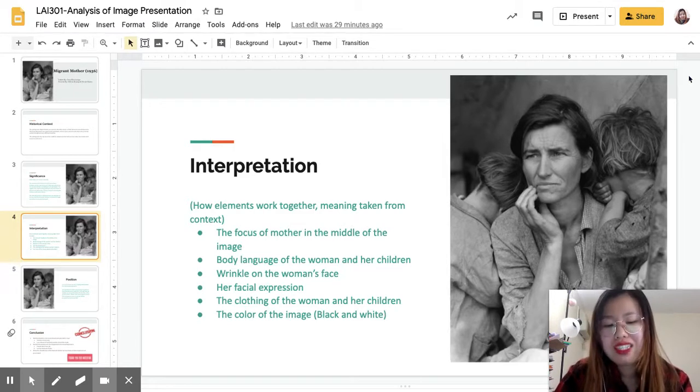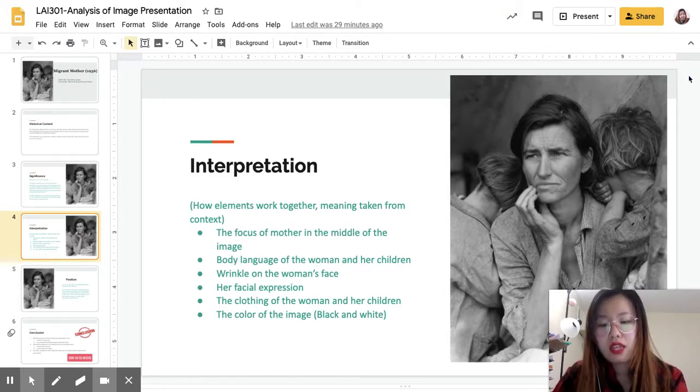While the mother is sitting in the middle of the photo, two of her children are leaning on her and one is in her arm, which shows that her children really believe their mother will protect them. However, this also means that all the pressure is placed on the mother, which makes the photo become more heavy.